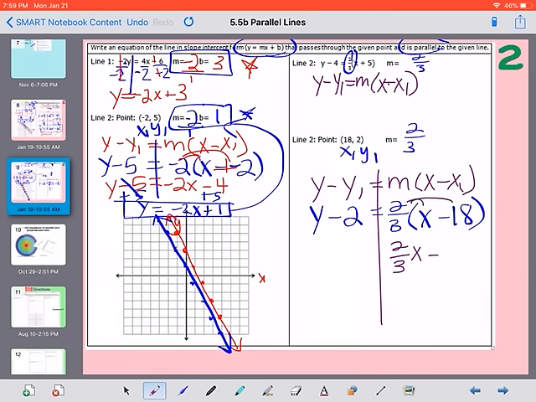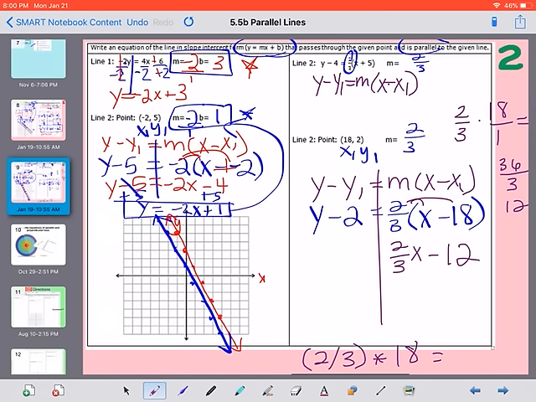2/3 times negative 18, I know it's going to be a negative, so I'm just going to multiply it out up here. If you wanted to plug it in your calculator, you could do 2 divided by 3 in parentheses times 18, and that would also give you the same answer. So if I multiply straight across, 18 times 2 is going to give me 36. And 3 times 1 is 3 on the bottom. 36 divided by 3 is 12. So that should give us a negative 12.